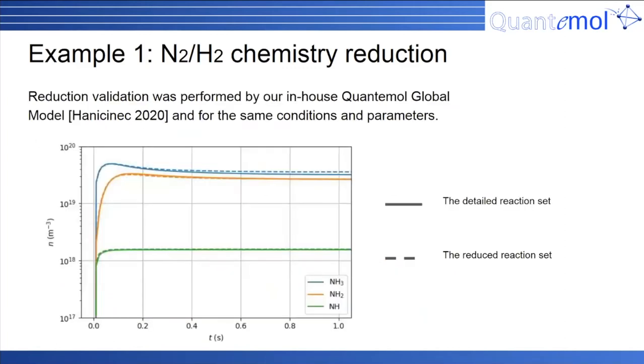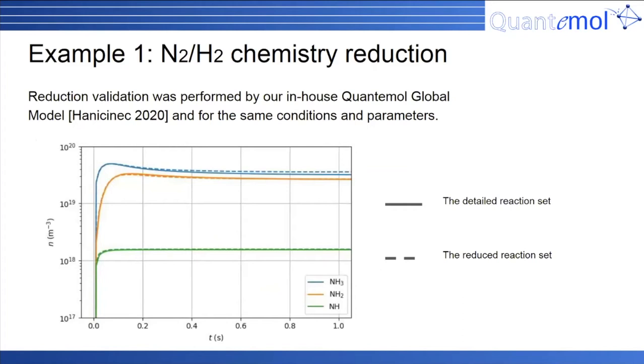And when we compare now the results from the reduced reaction set with the one from the detailed reaction set, you see that there's virtually no difference between these two sets, although we cut the number of species in half and therefore can accelerate multidimensional simulations by quite a lot.